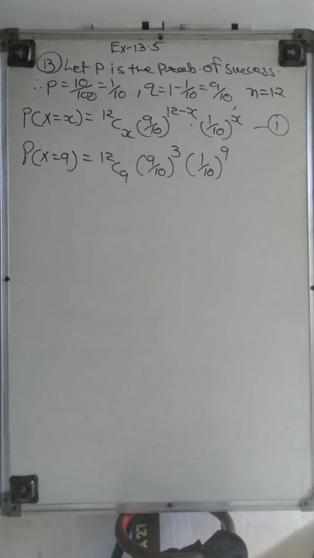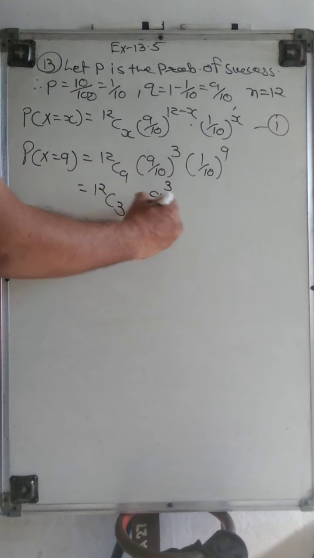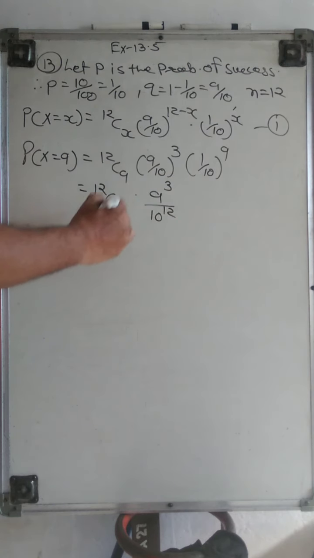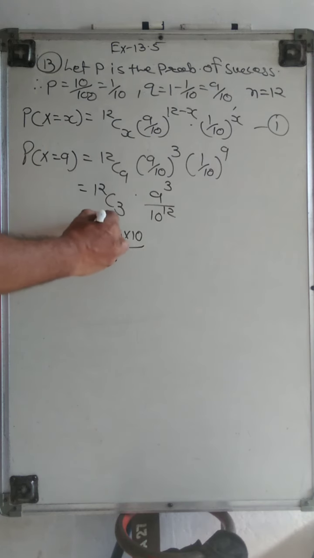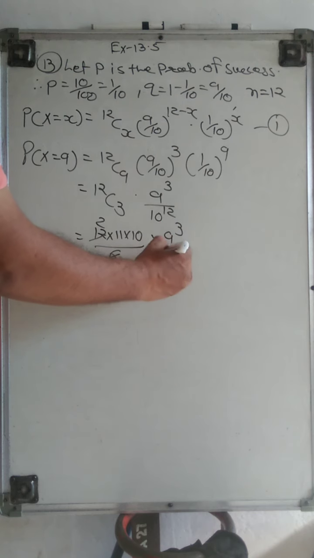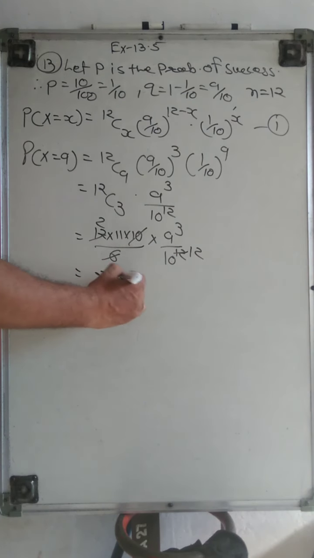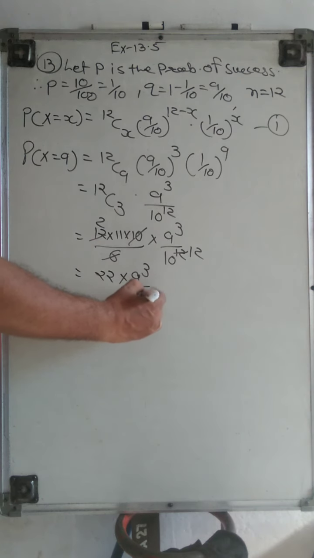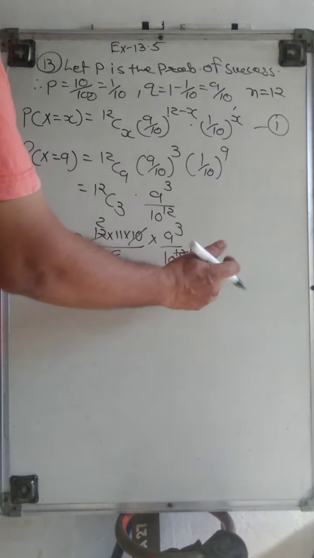Okay, then we go for the next step, the simplification. This is 12C3, and this is 9 cube upon 10 raised to 12. 12C3 means 12 into 11 into 10 upon 6, into 9 cube upon 10 raised to 12. 12 is cancelled, 10 is cancelled, so we have 22 into 9 cube upon 10 raised to 12. Right? 22 into 9 cube upon 10 raised to, not 12, this is 11.